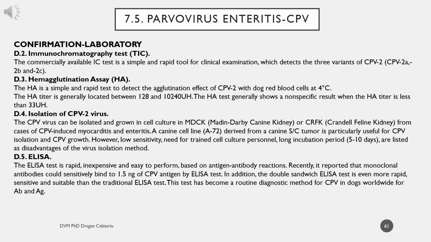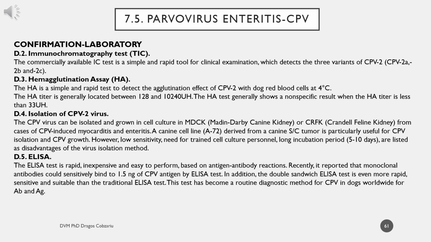D.4. Isolation of CPV2 virus. The CPV virus can be isolated and grown in cell culture in MDCK, Madin-Darby canine kidney, or CRFK, Crandall feline kidney, from cases of CPV-induced myocarditis and enteritis. A canine cell line, A72, derived from a canine tumor is particularly useful for CPV isolation and CPV growth. However, low sensitivity, need for trained cell culture personnel, and long incubation period, 5 to 10 days, are listed as disadvantages of the virus isolation method.